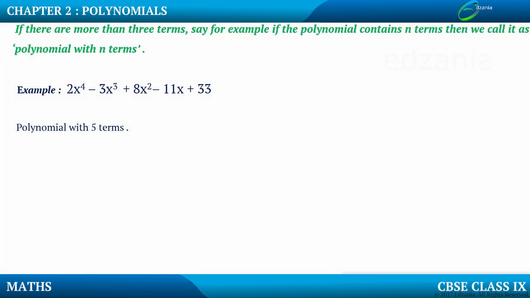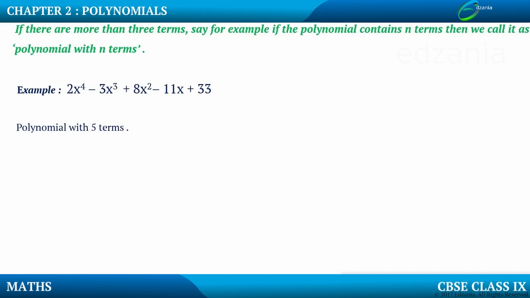So we started with types of polynomials depending upon the degree. If the degree of the polynomial is 1, it is said to be a linear polynomial. If the degree is 2, it is a quadratic polynomial. If the degree is 3, it is a cubic polynomial. And if the degree is 4, it is a bi-quadratic polynomial.